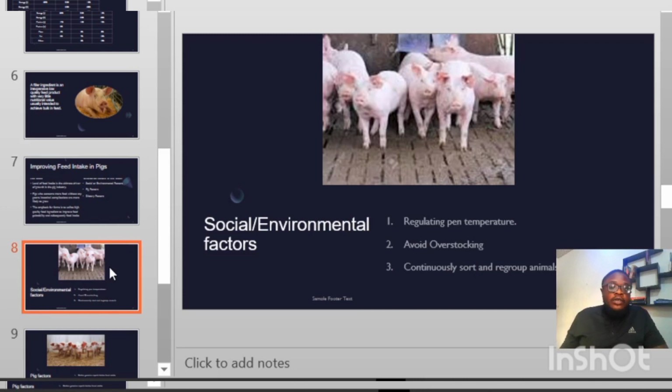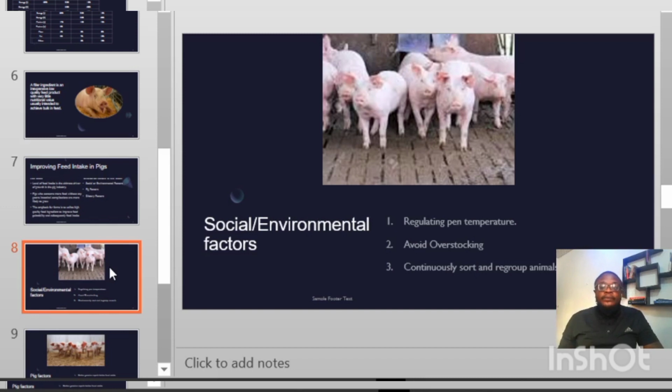Okay, you actually want to also avoid overstocking. So if you have a small room and you have about 30 or 40 finishers, then the competition for feed will be intense, and then you might have to start picking out animals that could not actually follow the flow of growth. Okay, and lastly, you want to continuously sort and regroup animals.